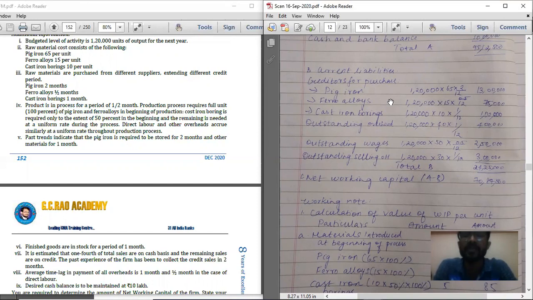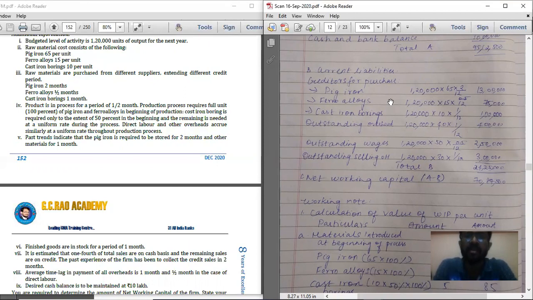So below that creditors for purchase, put arrow mark 1. Put the first arrow mark pig iron. In respect of the amount column, put 1,20,000, that is the total number of units. 1,20,000 into pig iron cost is 65, into 2 divided by 12. Amount column 13 lakhs.